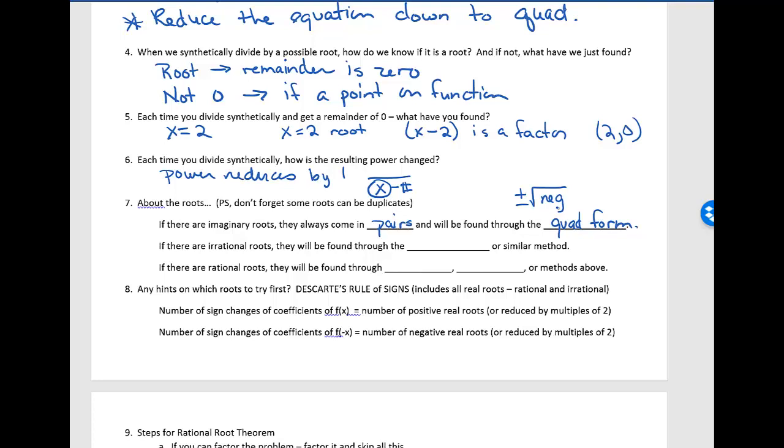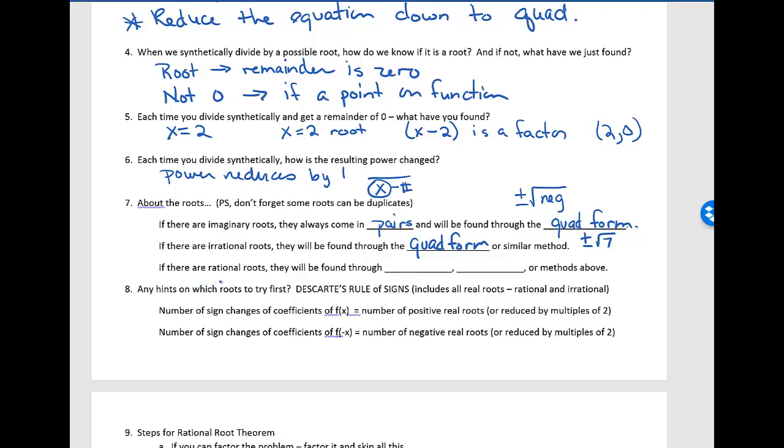If there are irrational roots, they can also be found through the quadratic formula. So something like plus or minus the square root of 7. That's going to give you the irrational part of your quadratic formula. You can also use completing the square and those types of things, but we'll probably use the quadratic formula the most.